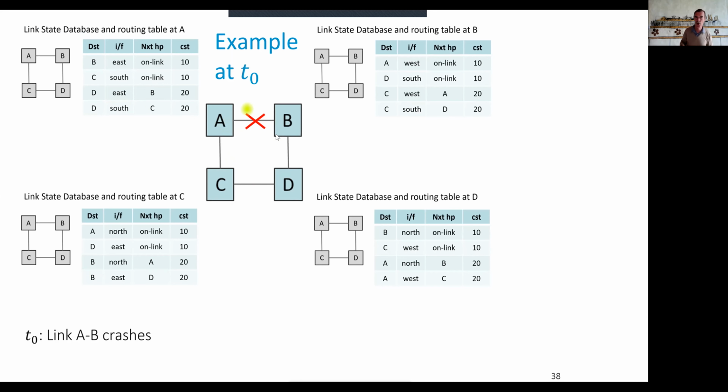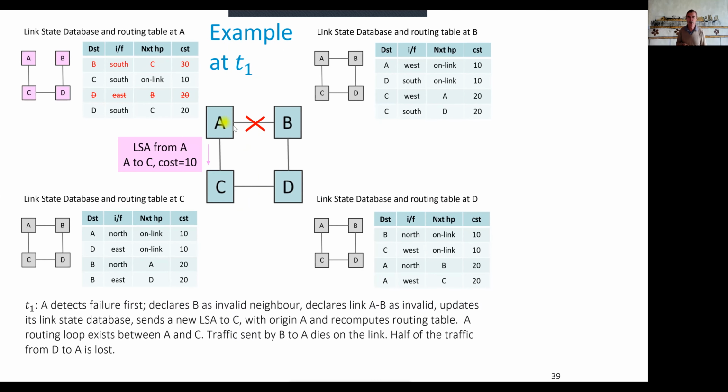Assume now that at time t0, the link between A and B crashes. This is the most frequent case. Link failures are very frequent in the internet. So if this happens, A will detect the failure, perhaps with the BFD protocol, and will update its topology database. Its local information will say the link from A to B does not work anymore. So it will send a new LSA to all the neighbors, that's only C. It will send this new LSA saying, my adjacency database is now only A to C with a cost of 10.